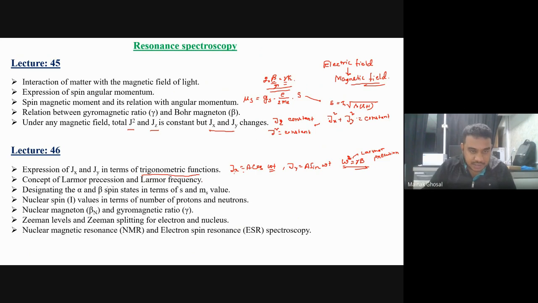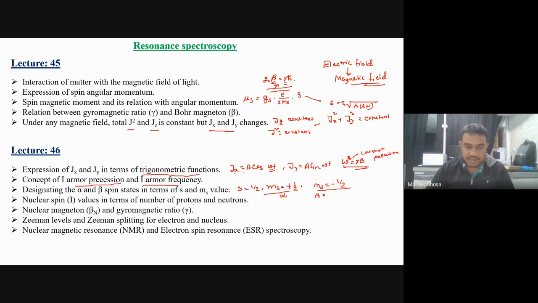Okay, so there was a discussion on the Larmor precession and also Larmor frequency, and then it was shown that for s equal to half, two spin states could be there. One could be ms equals plus half, another could be ms equals minus half. So they are designated as, if s equals half and ms equals plus half, we will call it alpha state. If s equals half and ms equals minus half, we will call it beta state.